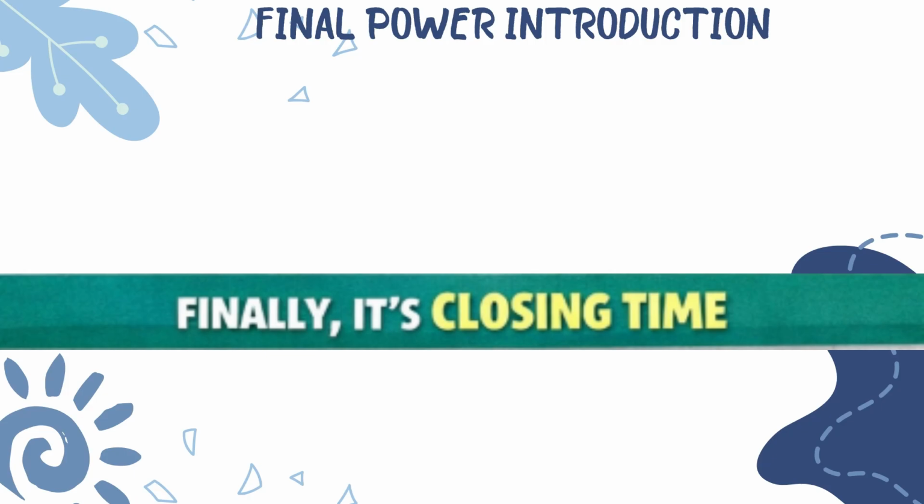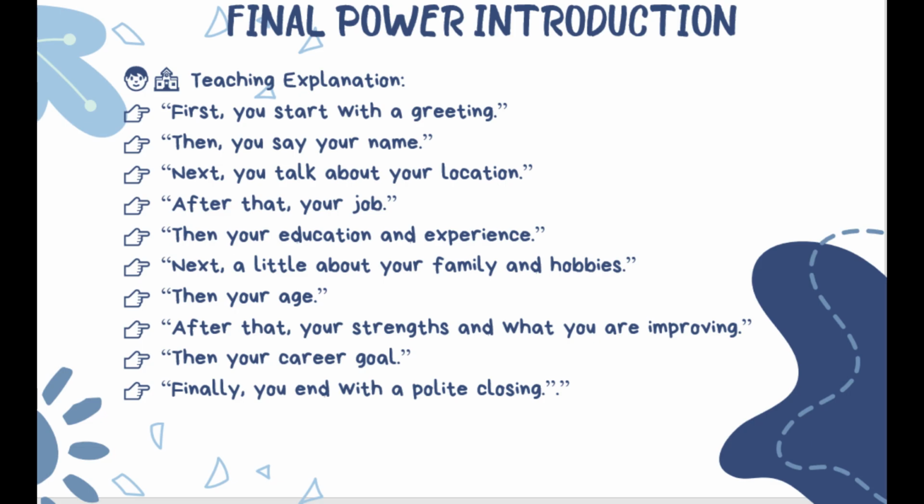Now, let's understand something very important. A good self-introduction is not random. It follows a clear order, step by step. First, you start with a greeting. Then, you say your name. Next, you talk about your location. After that, your job. Then your education and experience. Next, a little about your family and hobbies. Then your age. After that, your strengths and what you are improving. Then your career goal. Finally, you end with a polite closing.